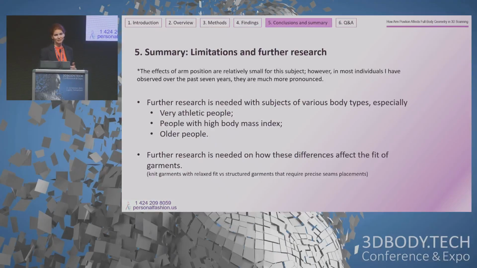Of course, it's just a case study, and represents one person. Everybody is different. We're going to have a lot of different variations and more research needed, especially for different body types. People very athletic with a lot of muscles, and people with a higher body mass index, and older people. They might not even be able to lift the arms higher than 30, 40 degrees.